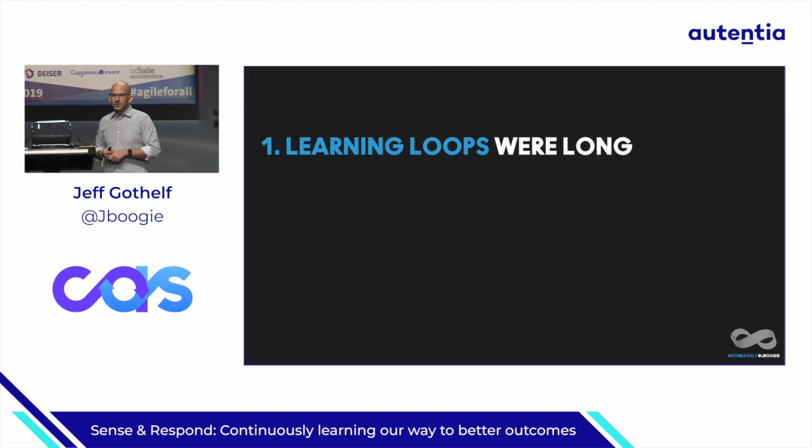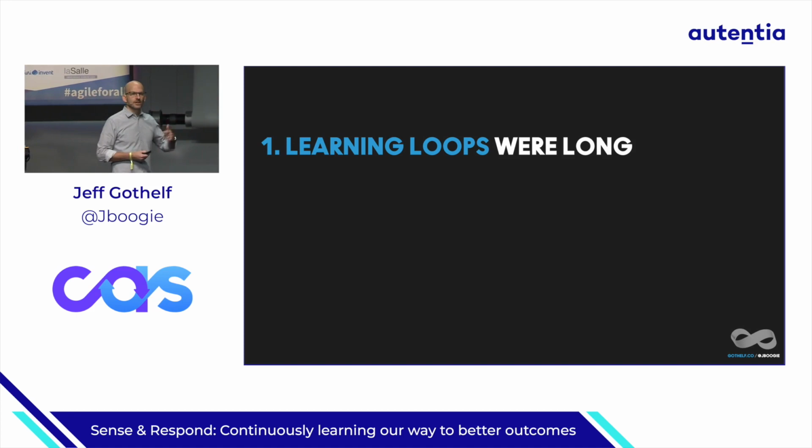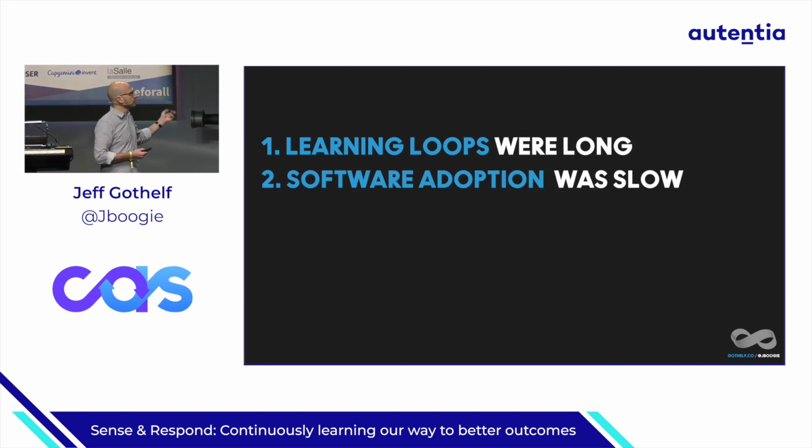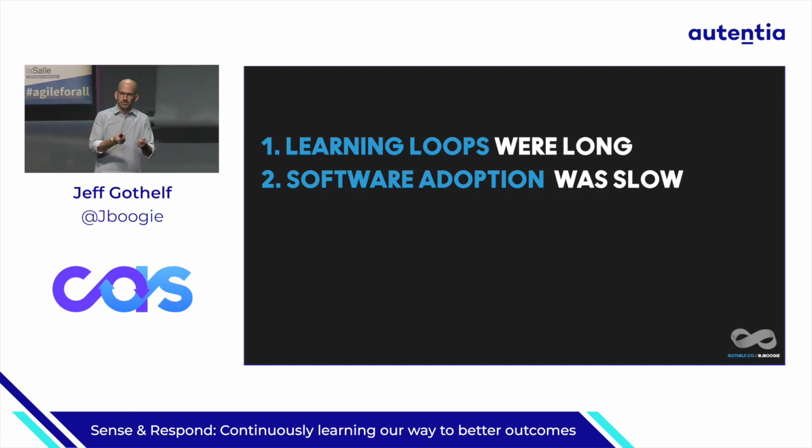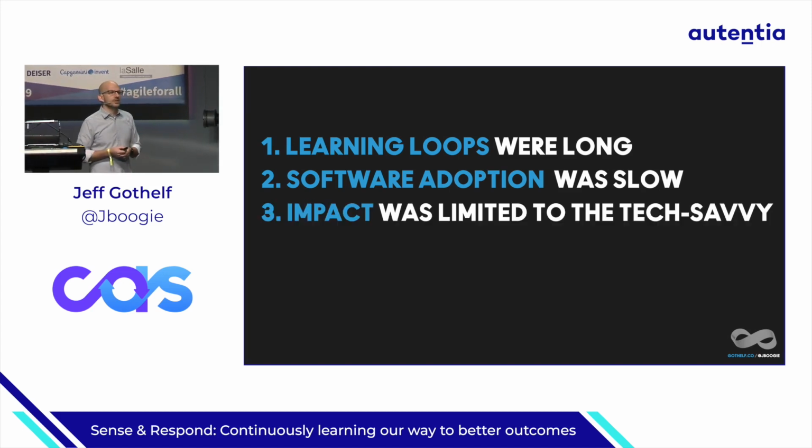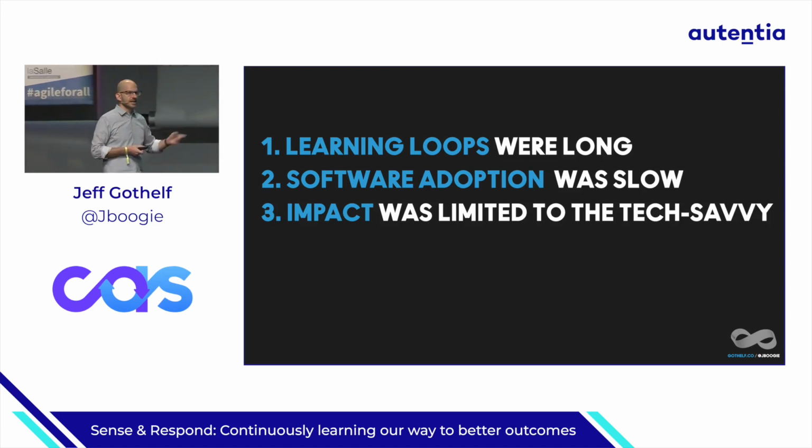And in that world, our learning loops, the time it took us to find out if we learned anything, if we delivered anything of value, the learning loops were long, 6 to 12 months to learn anything at all. Software adoption was slow 20 years ago, 25 years ago. It took a long time for people to get that box of software, put it in their computer, load it, use it, not use it. We wouldn't know, right? The impact of the technology that we were shipping was limited to tech-savvy people, right? The people who owned computers. 25 years ago, not everybody had a computer, not everybody had a phone, right? And so the people who were exposed to our software were tech-savvy people.